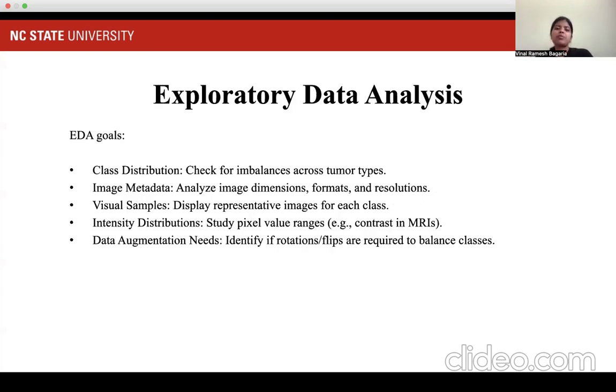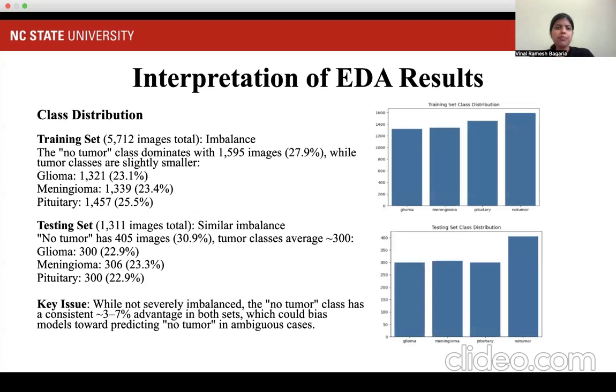So now coming to the exploratory data analysis and class imbalance. Our exploratory data analysis showed that the no tumor class is slightly overrepresented, which could lead to bias. We carefully examined image formats and pixel distributions, and planned for augmentation to handle this.